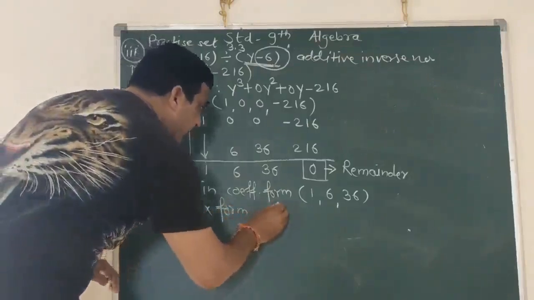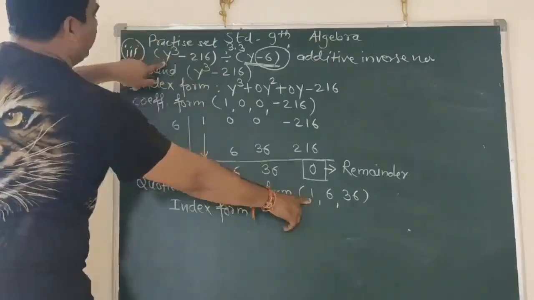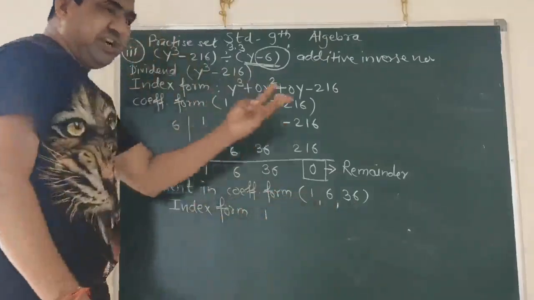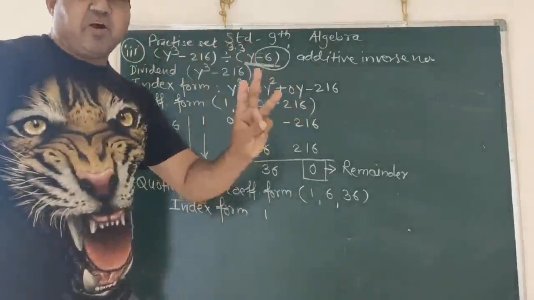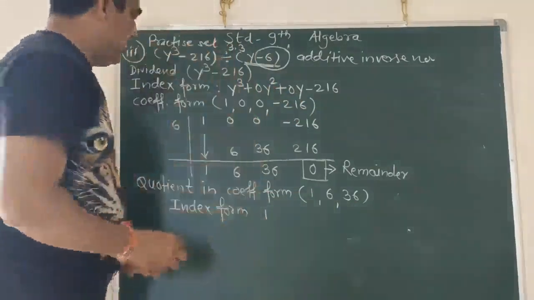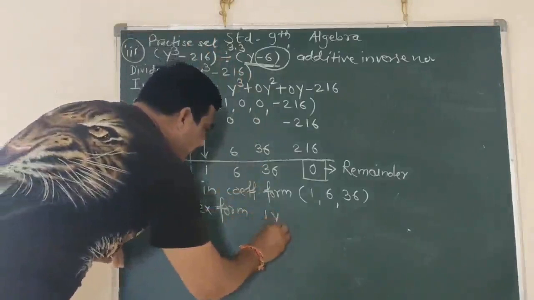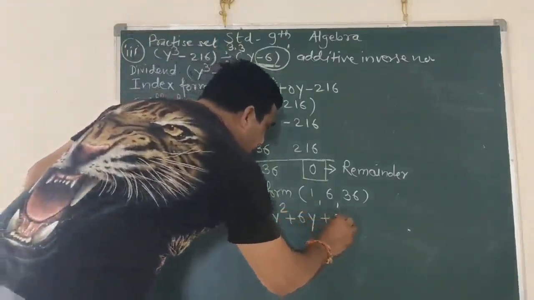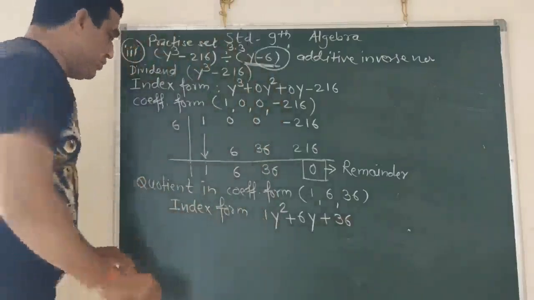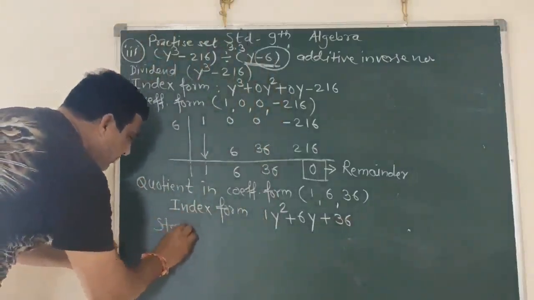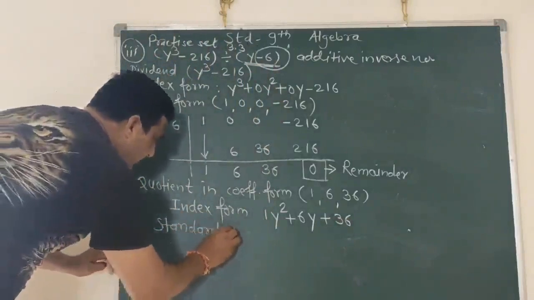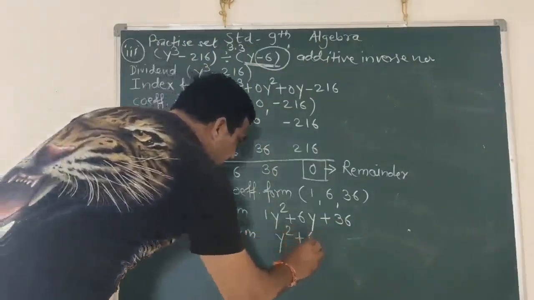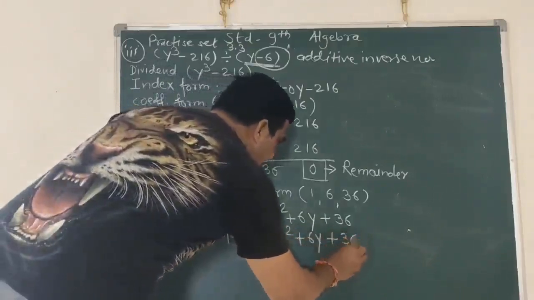Now convert this into index form. Check here, coefficient, variable y. So here 1, 2, 3: 3 digits, so the starting power will be less by 1. So the power of y will be 2: 1y square plus 6y plus 36. And we never write coefficient 1. So in standard form, that is y square plus 6y plus 36.